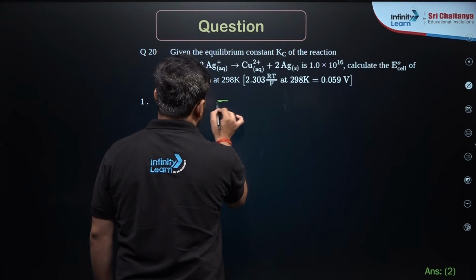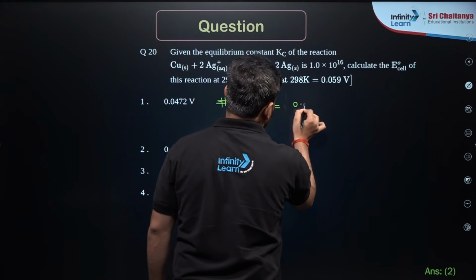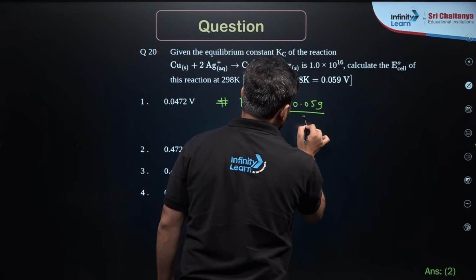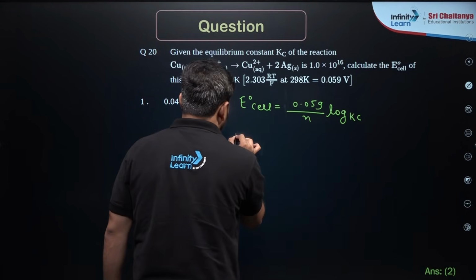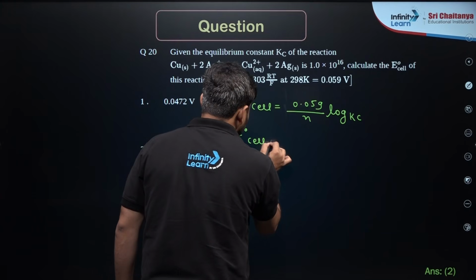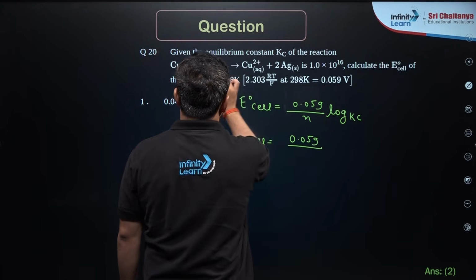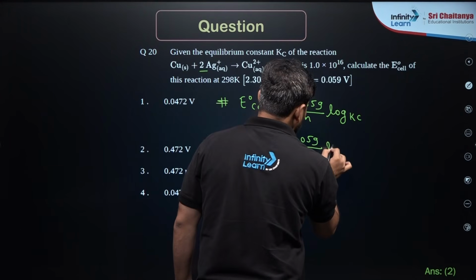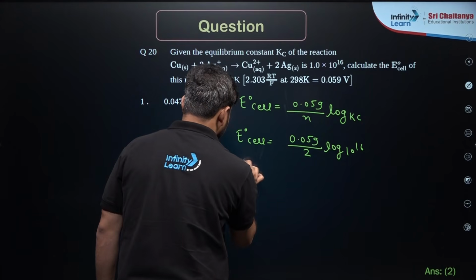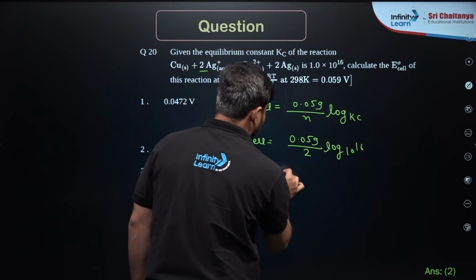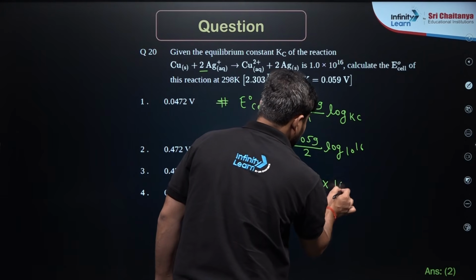Okay, for this question, how can we calculate E naught cell at equilibrium? E naught cell equals 0.059 divided by n, times log Kc. In the question log Kc is already given, and the n value is already given here. So E naught cell equals 0.059 by n, and n is 2, and log Kc is 16.